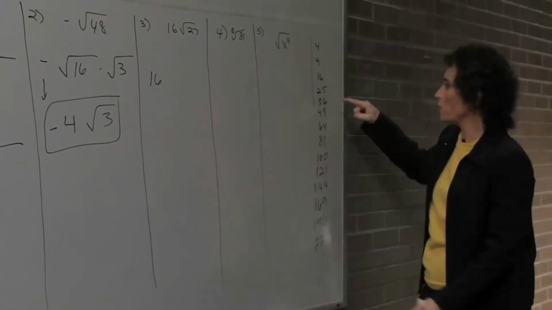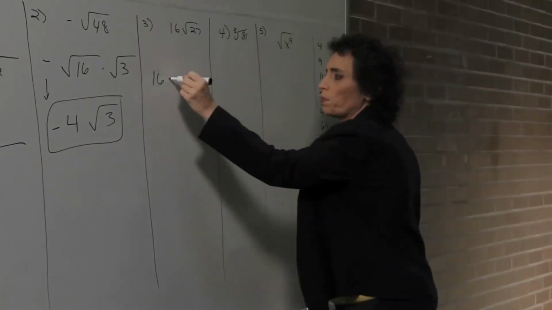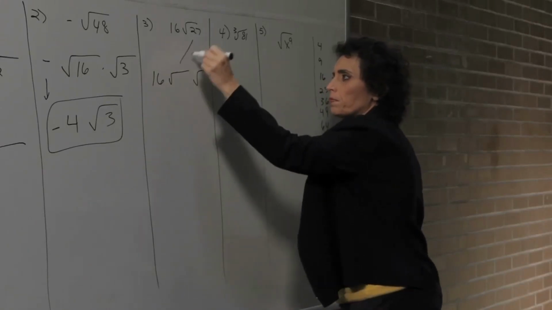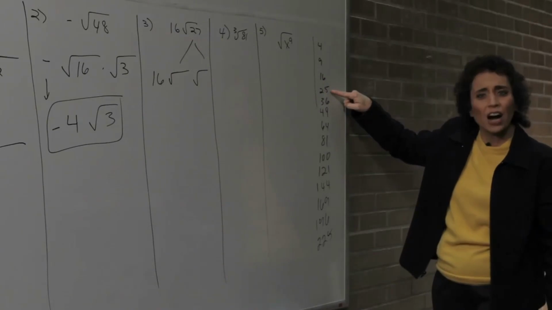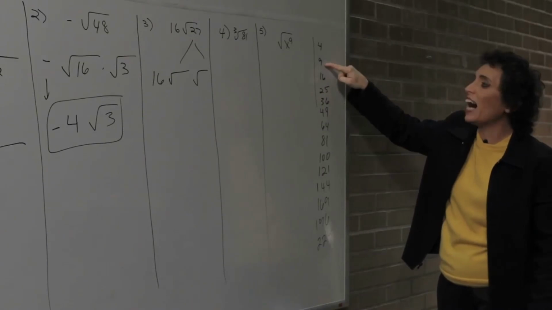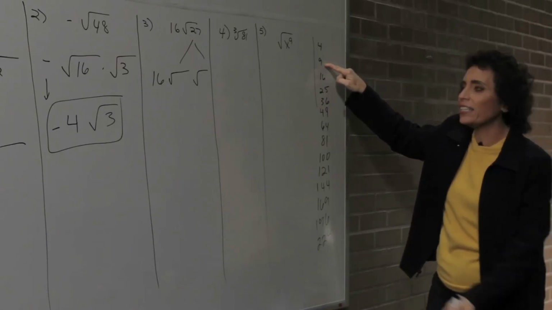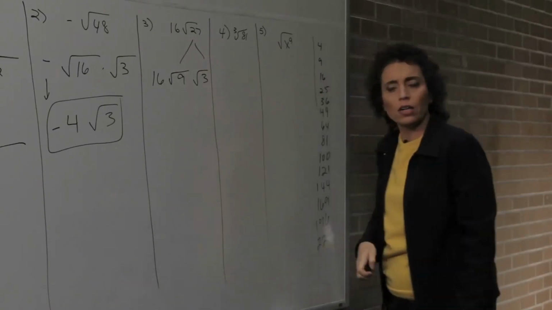27 is not a perfect square. It's close to 25, but not a perfect square. So it breaks up into 2. Okay, the biggest perfect square in 27. 25 times nothing is 27. 16 times nothing is 27. 9. 9 times 3. Okay, awesome.